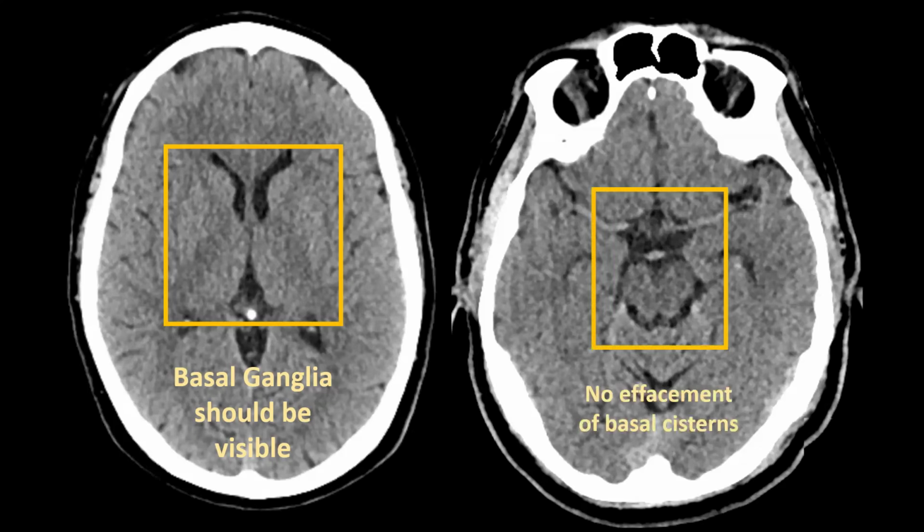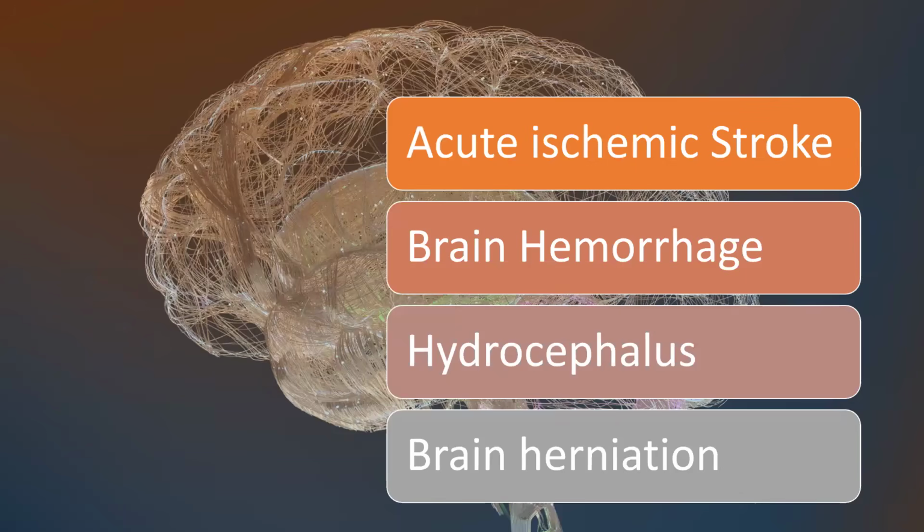And lastly, look at the basal cisterns. These should be open. If they are compressed or effaced, you are also possibly dealing with a space-occupying lesion causing transtentorial brain herniation. Okay, these are just some quick rules to immediately look for something urgent.